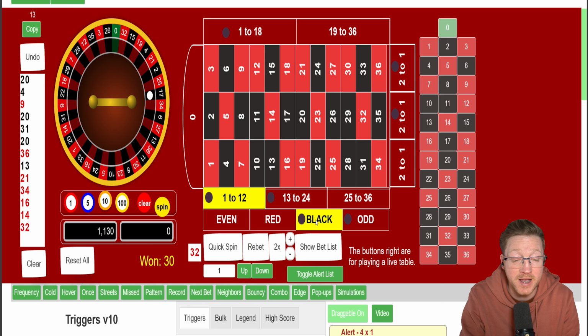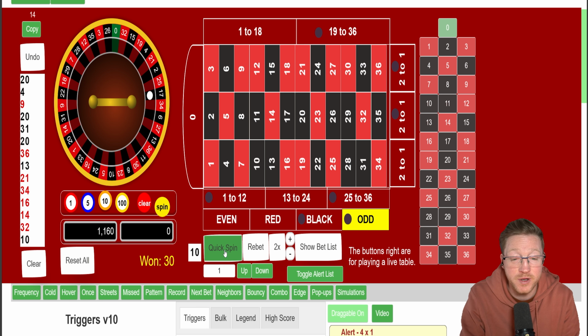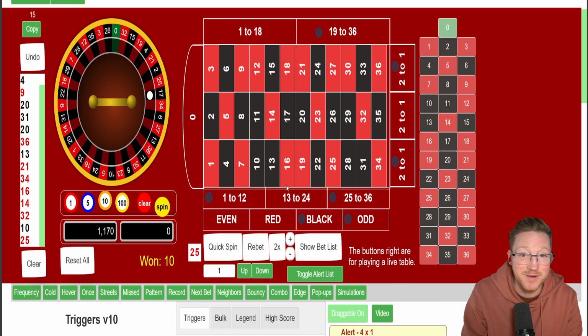The black is still at 5. So we would go 10 there, 10 on that one. Quick spin. We got a win there. Who did that with? 10. Black. So 10 must have been black. Yep. So that was a straight up win. Again, we can go down here. Quick spin. We got a win there. See what I mean? So that's just a few ways to play it.